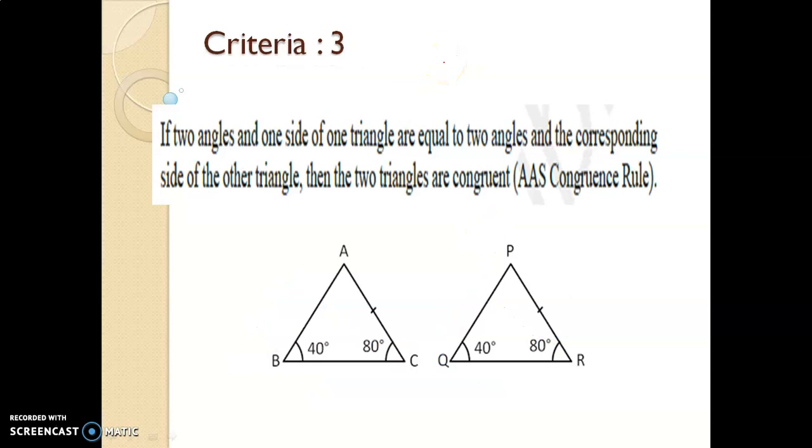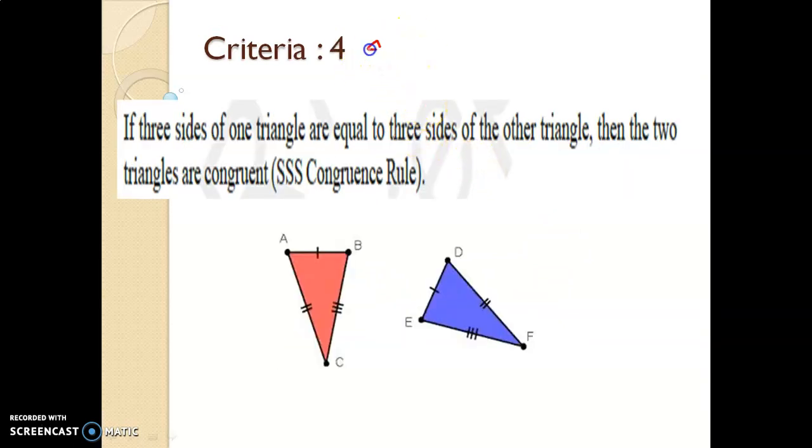And criteria 3. Okay, third criteria is nothing but AAS. Okay, any 2 angles are equal with one more side, means they come under AAS criteria. Okay, and fourth one, SSS criteria. Okay, so SSS means all the sides are equal. Okay, when the 2 triangles have equal sides. Okay, for example, here AB equal to DE and AC equal to DF. Okay, and then BC equal to EF. Okay, the 3 corresponding sides are equal, therefore they are congruent to each other under SSS.